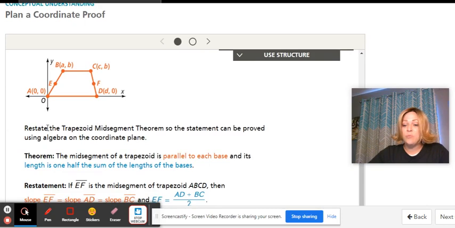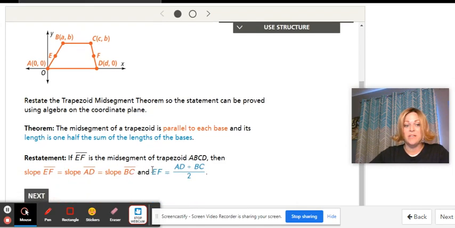And you need to restate the theorem you're trying to prove. The theorem says, reworded a little bit, the mid-segment of a trapezoid is parallel to each base and its length is 1/2 the sum of the lengths of the bases. So you have to prove that the bases are parallel to the mid-segment. You'd have to show that the two bases are parallel and the mid-segment is parallel to those bases. And then you have to show mathematically that the length of the mid-segment is 1/2 the sum of the two. So let's look at this.